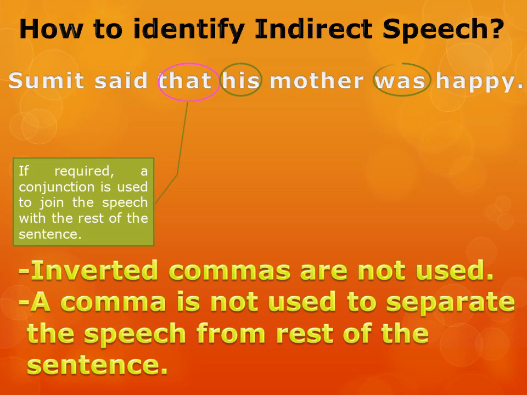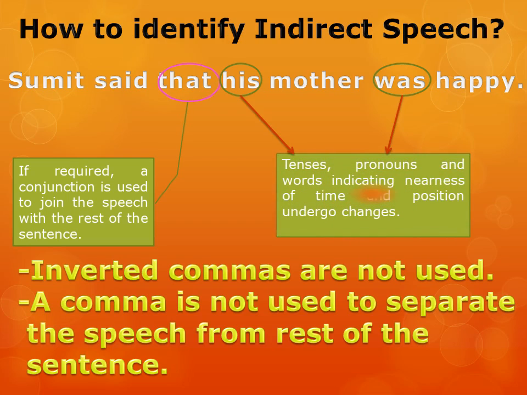Then, his and was. His is a pronoun and was is a tense. And we see that they have undergone changes. So, we know that tenses, pronouns and words indicating nearness of time and position undergo changes. So, this is how we can identify the indirect speech form.